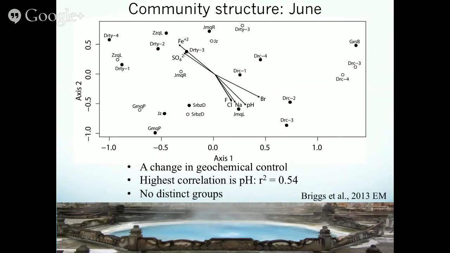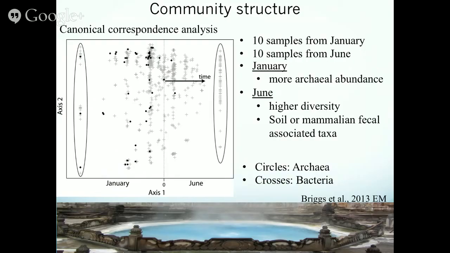There's something that's either obscuring the true community structure or really it's just a crapshoot that they're all just kind of intermingled within this particular time sample. So we wanted to take it a little bit deeper and take a look at what microbes are actually changing for these two different times. So what I did was a canonical correspondence analysis. We constrained that first axis to show the variation in time, January versus June.